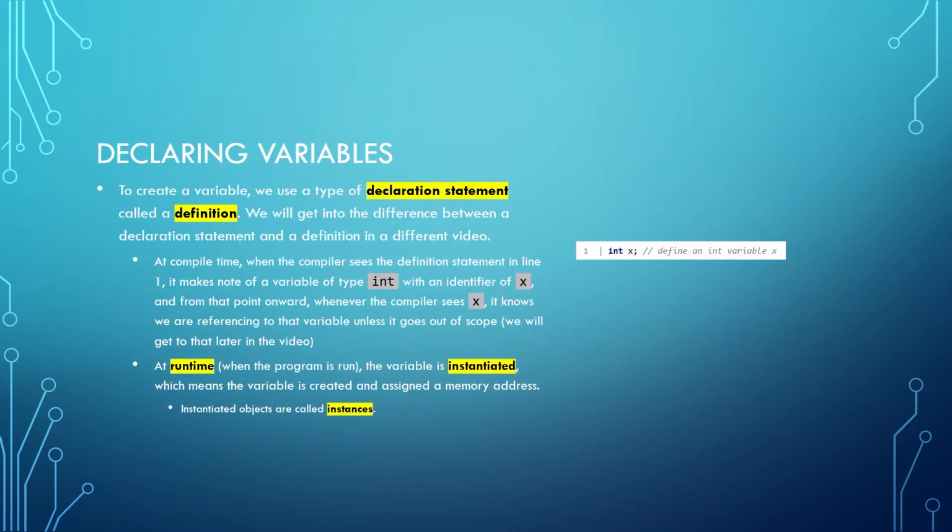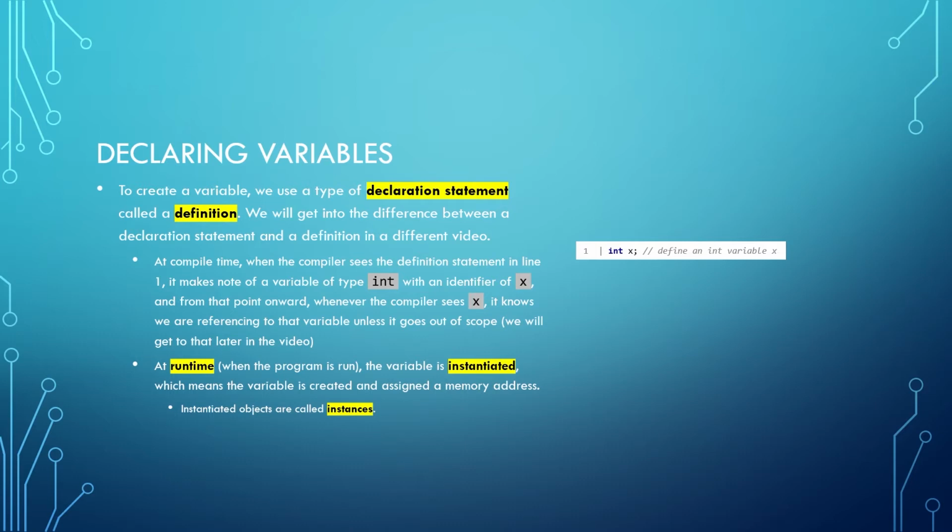To declare a variable, we use a type of declaration statement called a definition. We'll get into the difference between them in a different video. At compile time, or when the program is compiled, when the compiler sees a definition statement, and in this example it's in line 1, it makes note of the variable x, and from that point onward, whenever the compiler sees x, it knows we are referencing that variable unless it goes out of scope, and we'll discuss what that means in a later video.